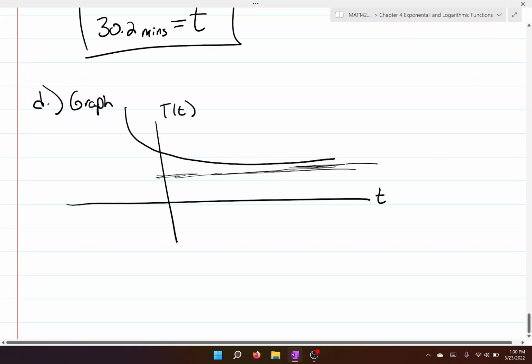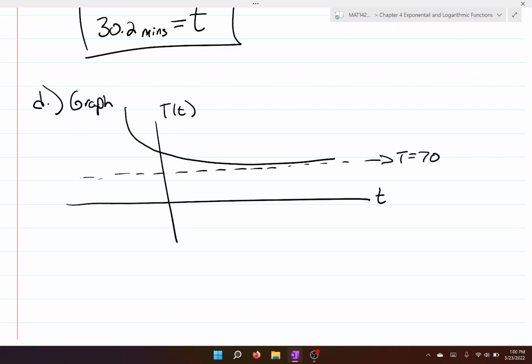Now, if you think about it, the coffee's hot, and you put it in a room that's 70 degrees. All right. So this line that I just drew here, I'm going to draw this asymptote. This should be the line T equals 70 because the room is 70 degrees. That coffee is not going to go any colder or any cooler than 70 degrees.